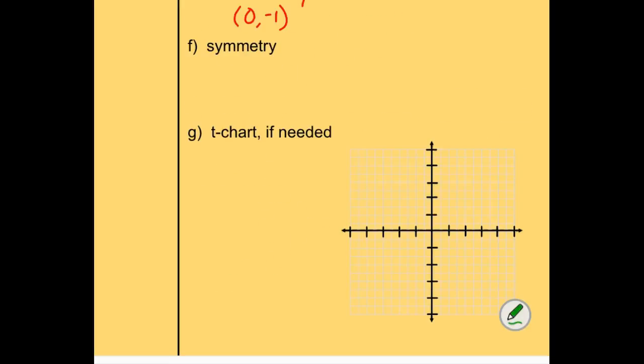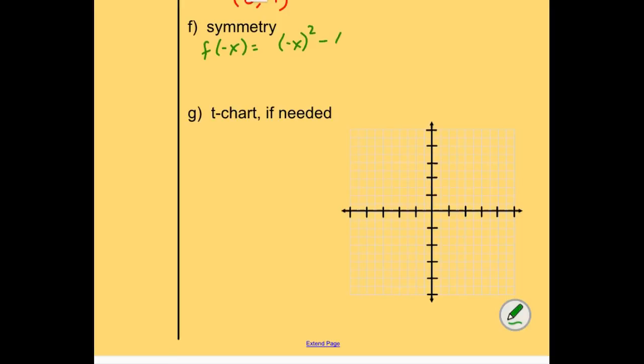Checking for symmetry, we substitute -x into the function and see what happens. So in the numerator, it becomes (-x) squared minus (-x) plus 1, all over, in the denominator, -x minus 1. This simplifies to x squared plus x plus 1, all over -x minus 1. This is not the same function we started with, so it does not have y-axis symmetry.